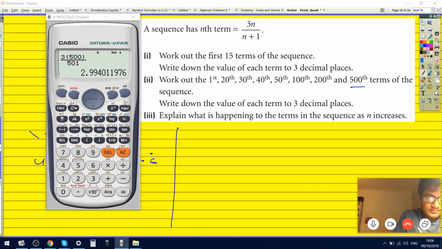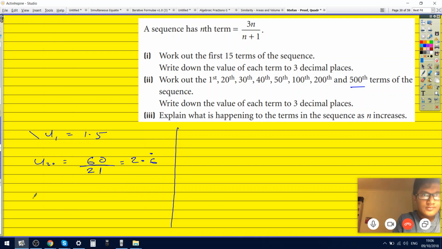And so what number is it getting closer to? Is it 3? 2.99. And why is that? Because the 500th term is really close to 3, but because it's increasing from 2, I don't know how to. So there's another way to look at this.